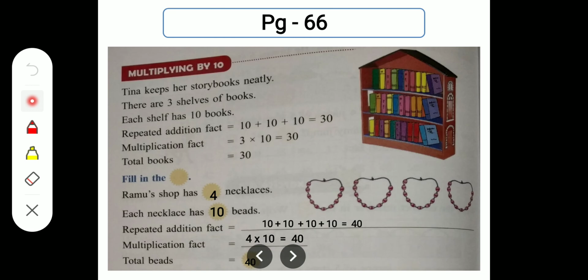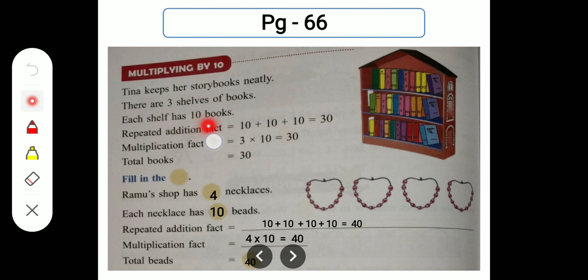Now children, turn to page number 66. Multiplying by 10. Tina keeps her storybooks neatly. There are 3 shelves of books. One first shelf, second shelf, third shelf. So there are 3 shelves altogether. Each shelf has 10 books. So in each, that means in one shelf, Tina has kept 10 books.